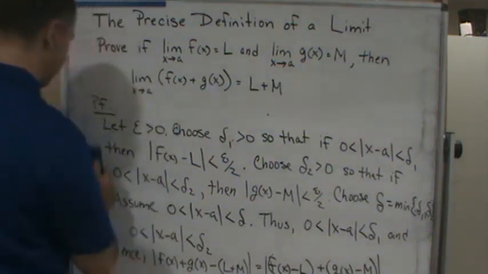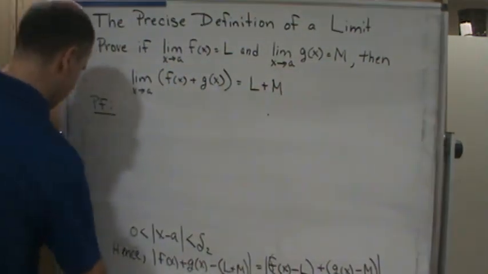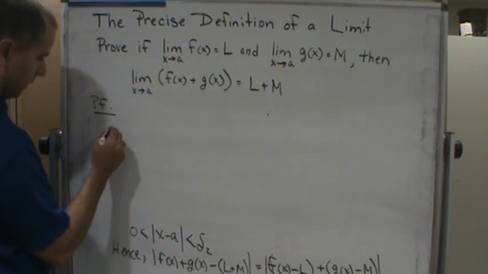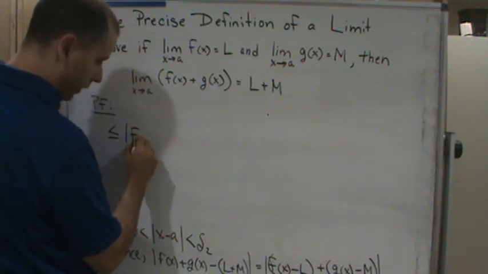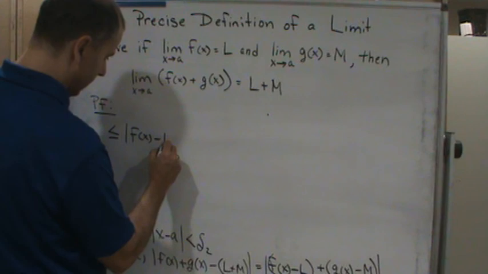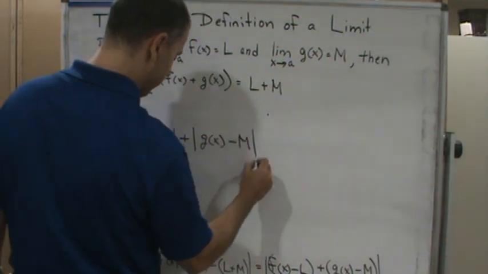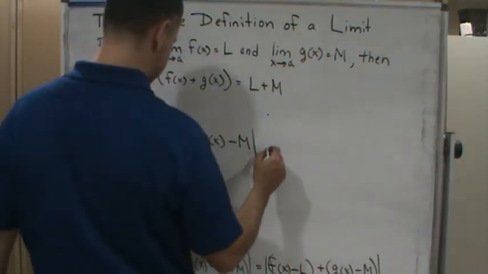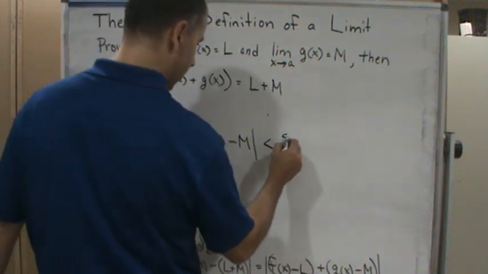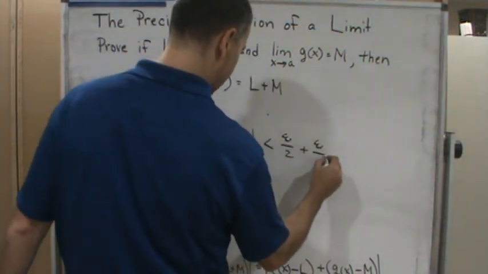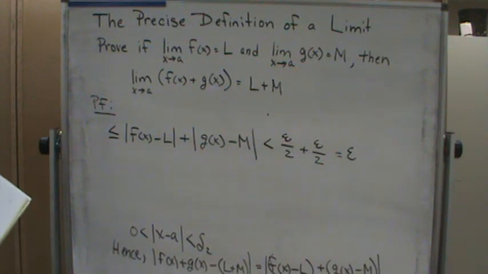And then, let's go back up here. Then, that's going to be less than or equal to the absolute value of f of x minus L plus the absolute value of g of x minus M, which, guess what, is less than epsilon over 2 plus epsilon over 2, which equals epsilon. And that's the result.